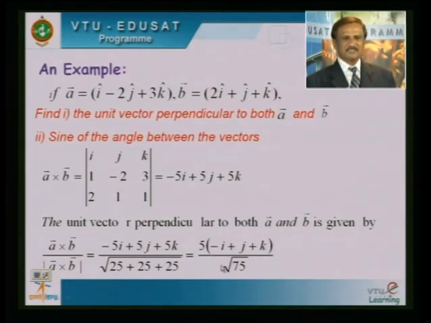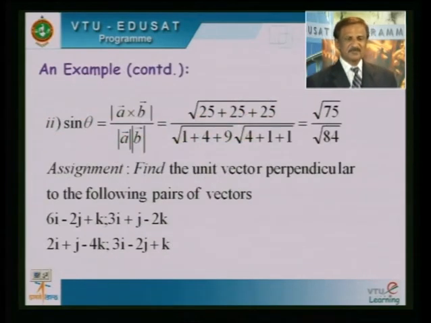Is it clear? Or the same thing can be written, as you observe all the three terms, 5 is common. Is it clear? You can write 5 times of minus i plus j plus k, whole divided by square root of 75. So, like that you can calculate the vector perpendicular to both a and b.